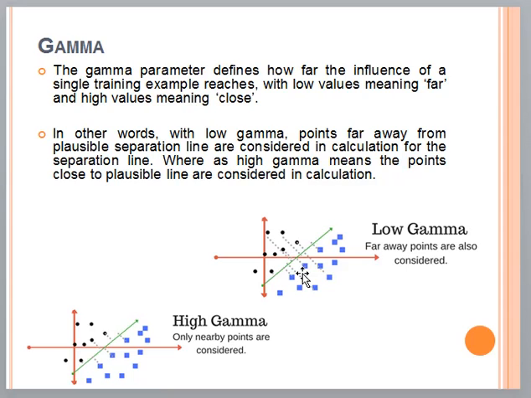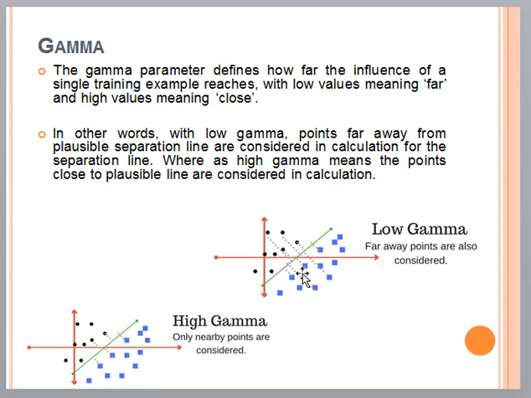Now the third thing is the gamma value. The gamma parameter defines how far the influence of a single training example reaches, with low values meaning far, and high values meaning close. In other words, if we have a low gamma value, the points far away from the plausible separation line are considered in the calculation for the separation line, whereas a high gamma value means that the points close to the plausible line are considered in the calculation, right?